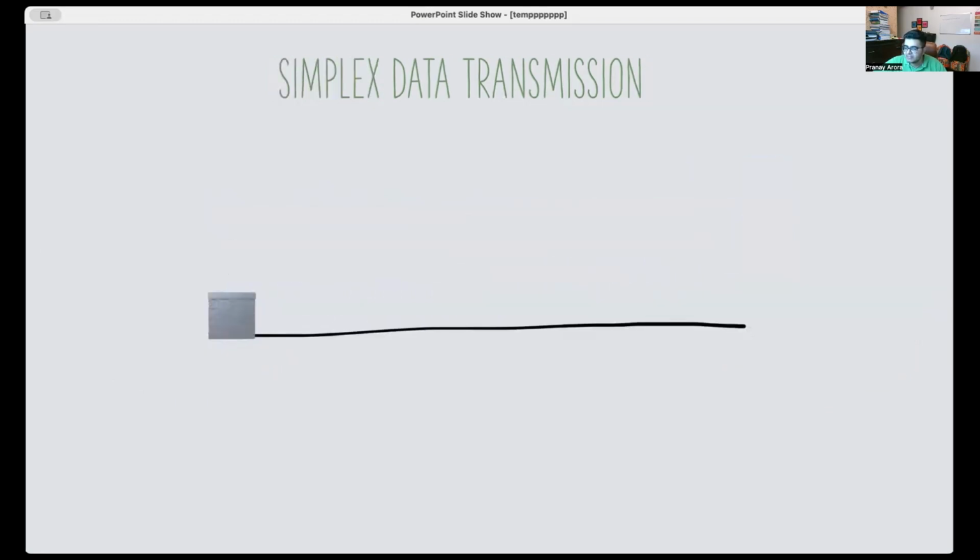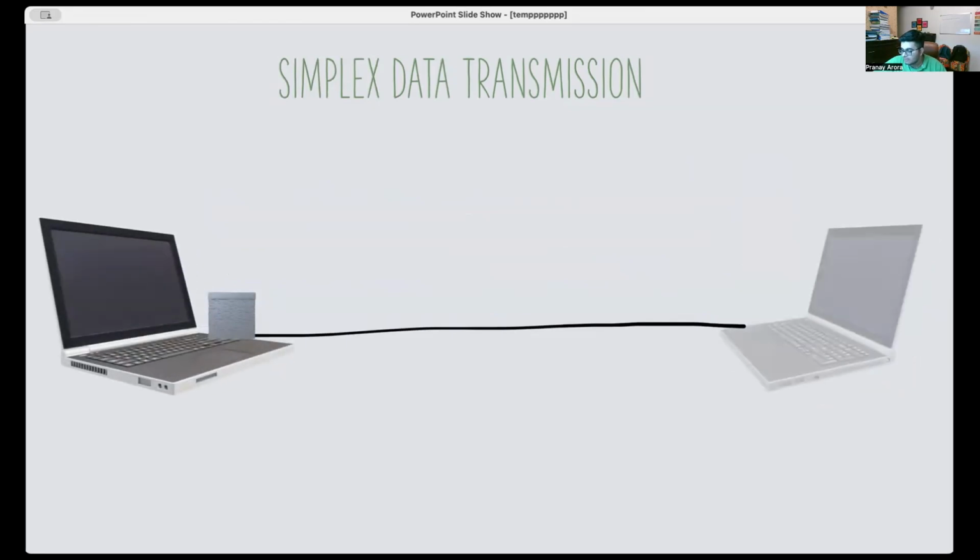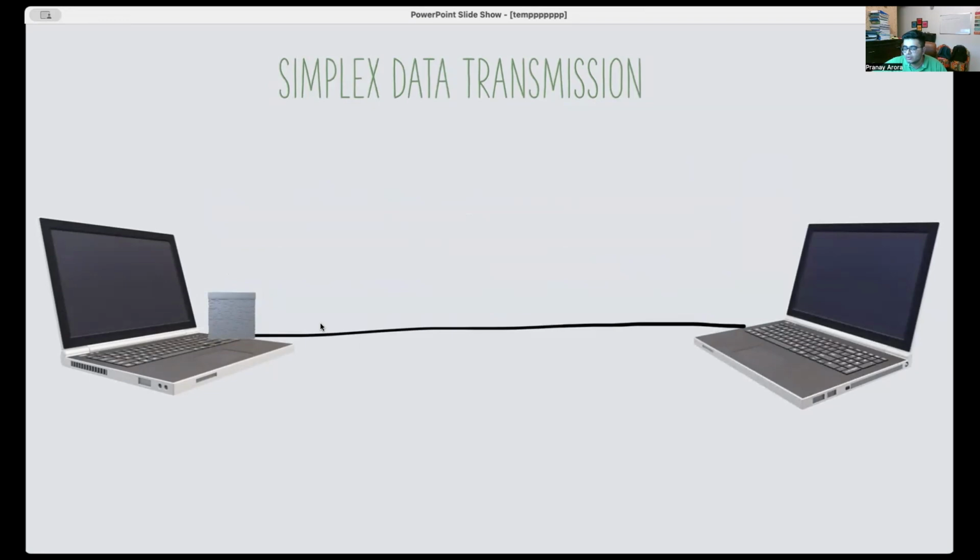Moving on to simplex data transmission. Now, please do not get confused between serial and simplex data transmission. In simplex data transmission, we have a sender, we have a receiver. We do not talk about the channels or the amount of bits that can travel. With simplex data transmission, we only talk about the direction. So data can travel in only one way, only from the sender to the receiver. It cannot travel in both directions.